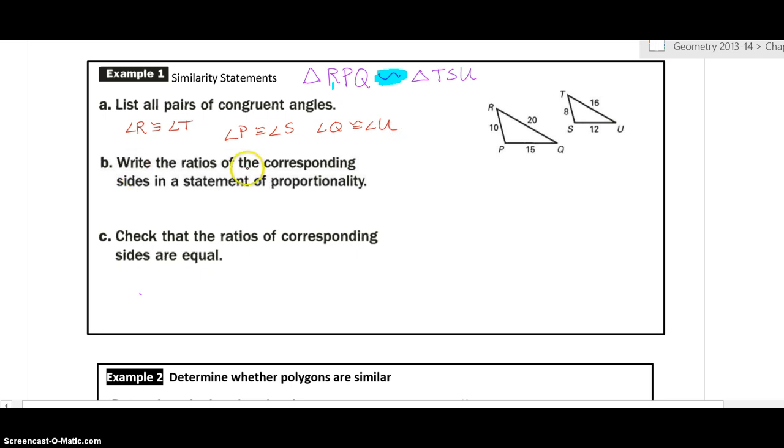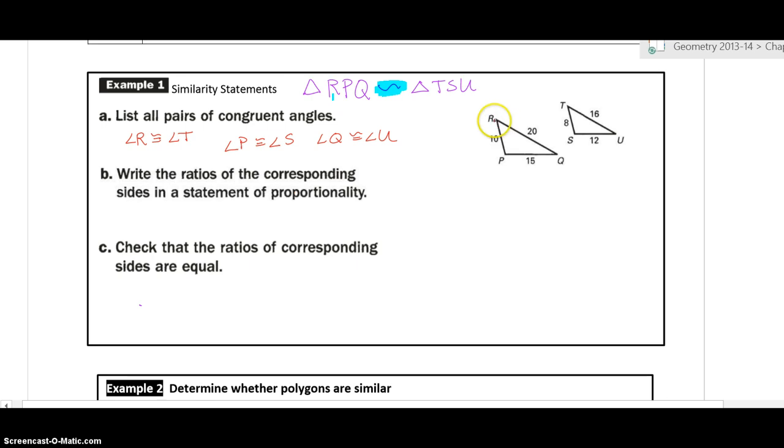Okay, so now write the ratios of the corresponding sides in a statement of proportionality. What that's saying is that side RP is going to correspond to side TS. So the ratio between those sides is 10 to 8. And then we are going to have PQ and SU that correspond. And then we're going to have RQ corresponding to TU.